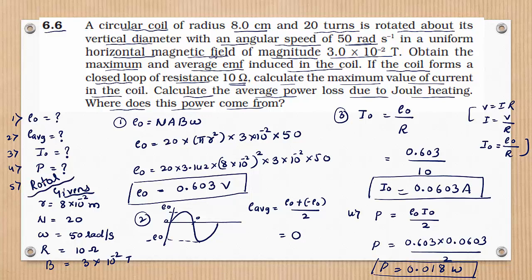The power comes from the rotor, because when the coil is rotating, flux changes, induced current takes place. This induced current now opposes rotational motion of the coil. So we are using an external agency, the rotor, to rotate the coil. So power comes from the rotor.